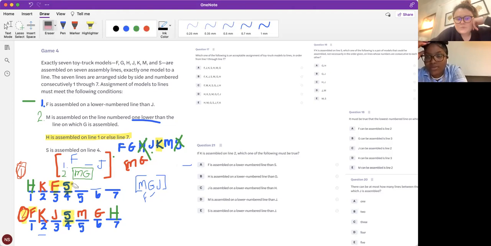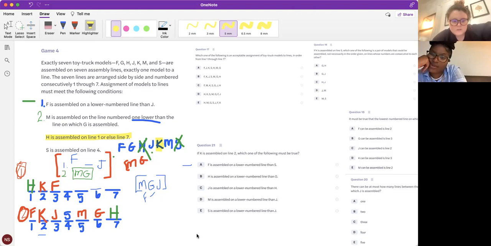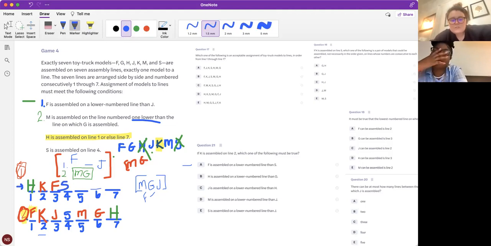But let's look at what happens when one is wrong. So B says H is assembled on a lower number than G. That's true in world 1, no matter where G goes. But if we look at world 2, H is not lower than G, right? Right here, G is actually lower than H. So I would cross B off.